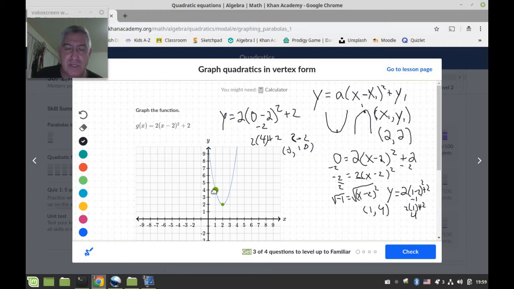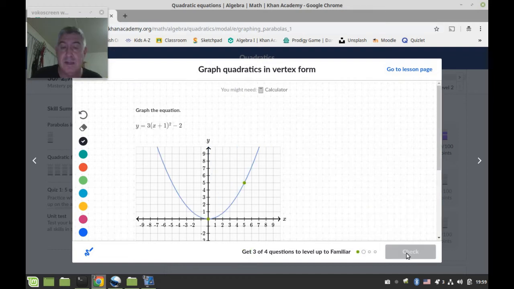So I have one point is 1, 4, and then my other point is, here we go, 2, 2 is my vertex. 2, 2. All right, well, we look good. Okay, so again, we've got our vertex form.